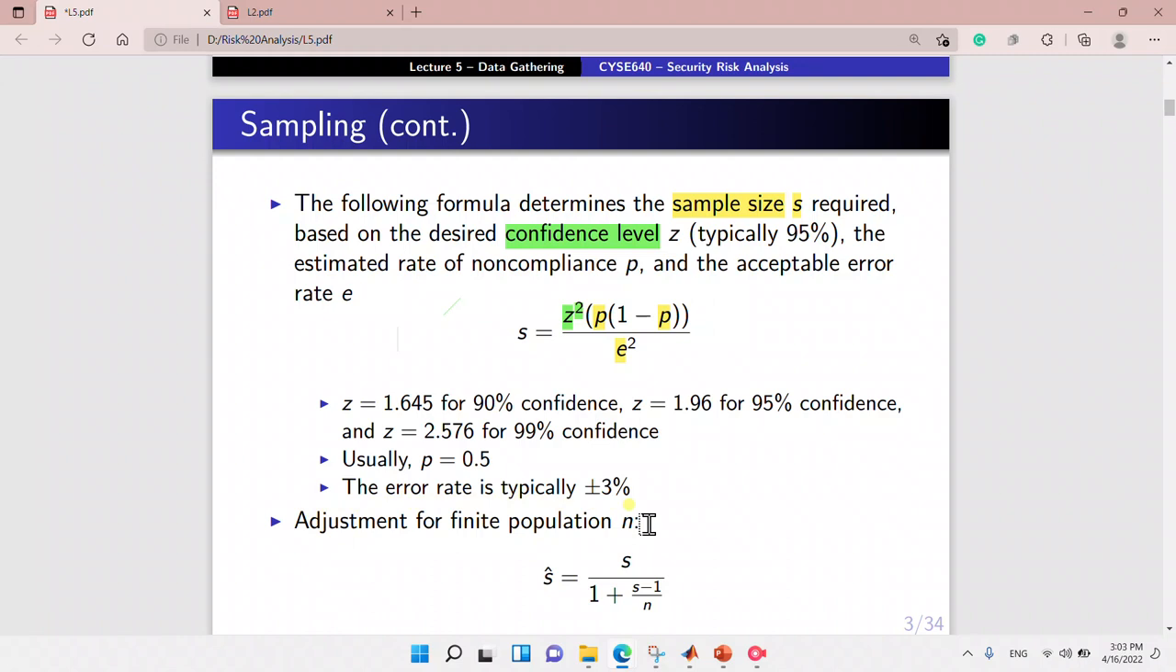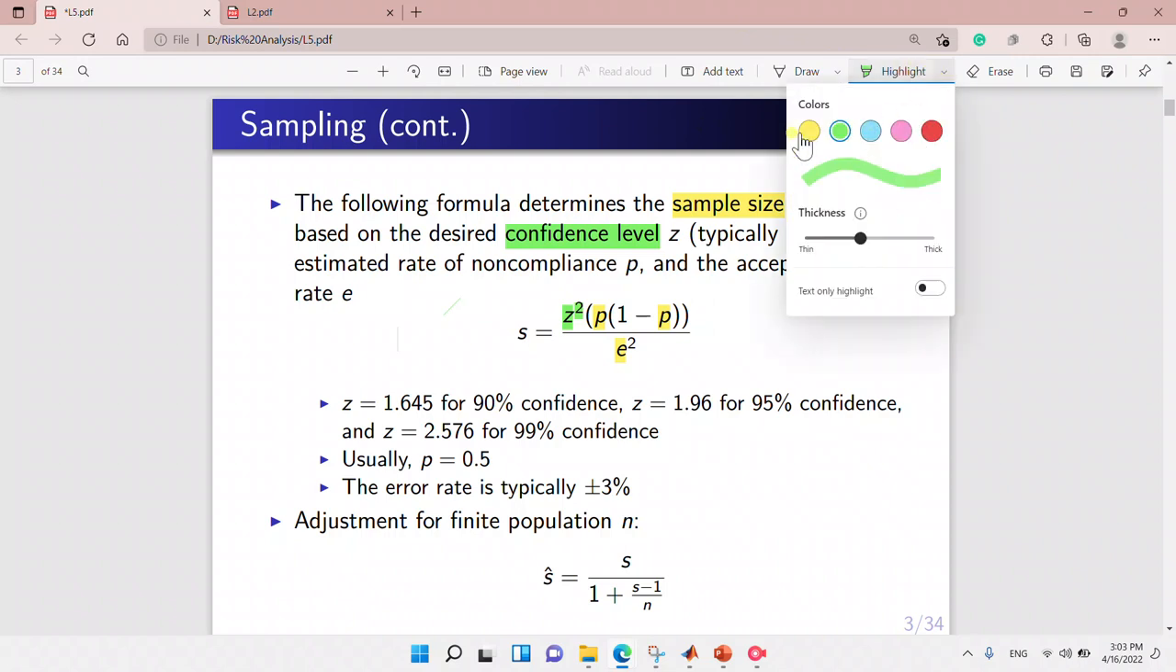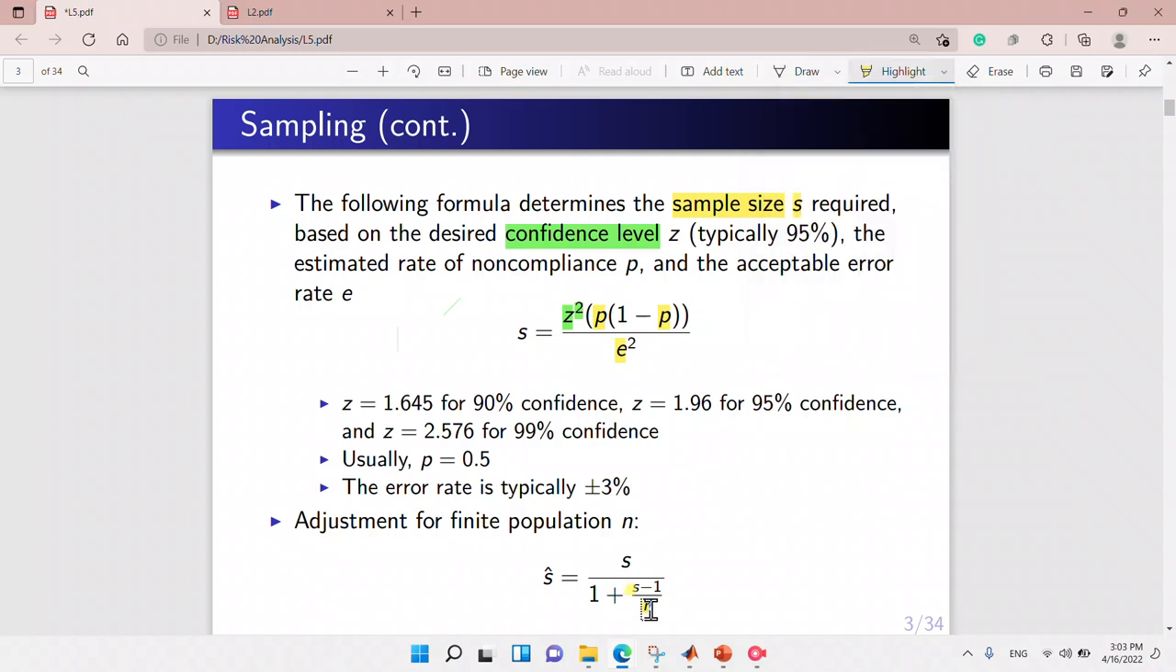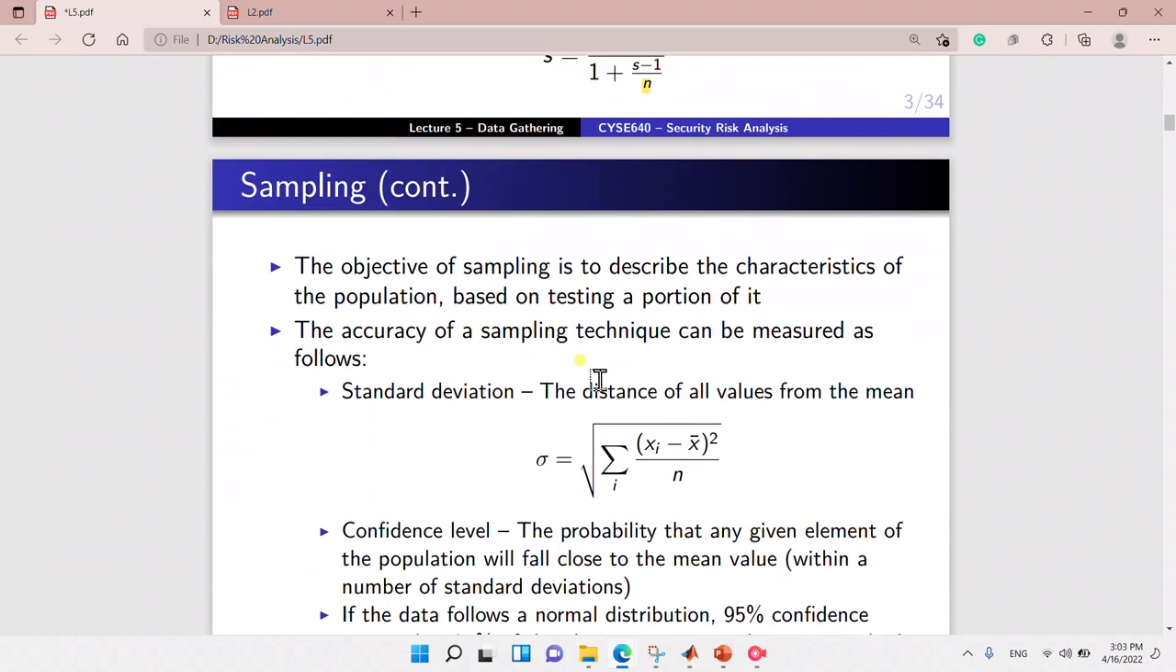Adjustment for finite population n. Apparently this formula follows the equation for the infinite population. بعدين بنحولها لفينايت. So we have to use this formula. هذه ال n هي ال population size.